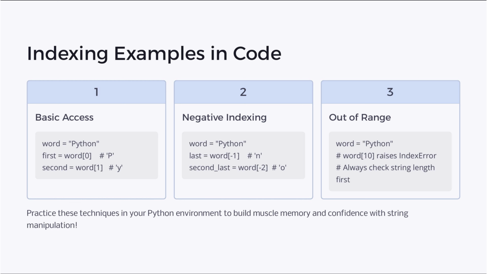In Python, indexing allows access to specific characters in a string. For example, word[0] retrieves P, while word[1] accesses y. Be cautious with out-of-range indices, as word[10] triggers an index error. Regular practice enhances proficiency in string manipulation.